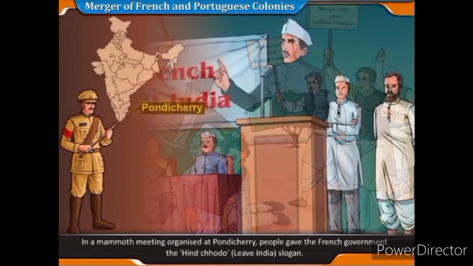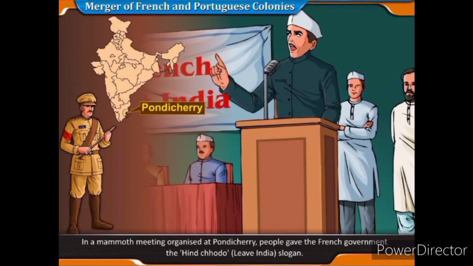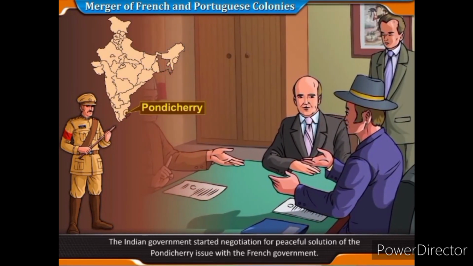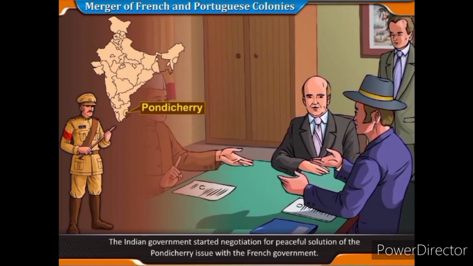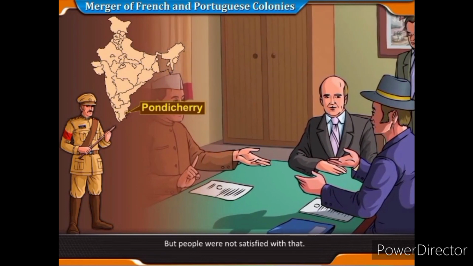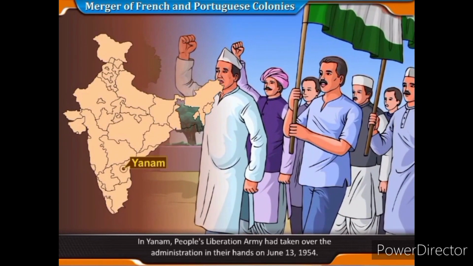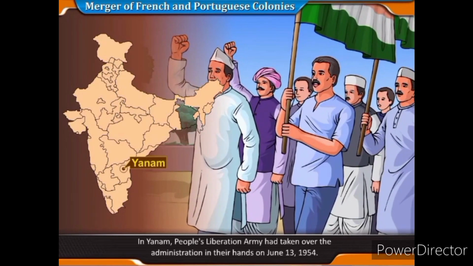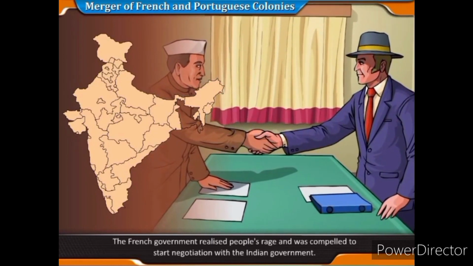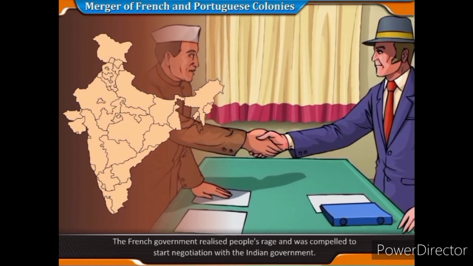In a mammoth meeting organized at Pondicherry, people gave the French government the Hind Chodo, or Leave India, slogan. The Indian government started negotiation for a peaceful solution of the Pondicherry issue with the French government. But people were not satisfied with that. In Yanam, People's Liberation Army had taken over the administration in their hands on June 13, 1954. The French government realized people's rage and was compelled to start negotiation with the Indian government.